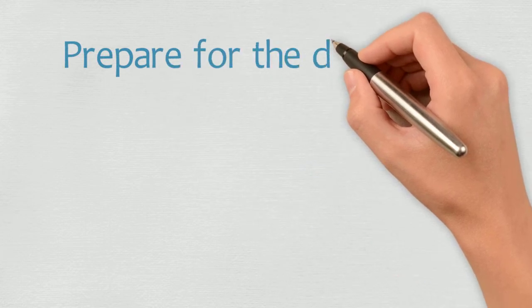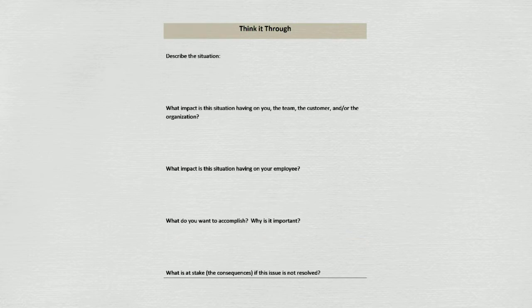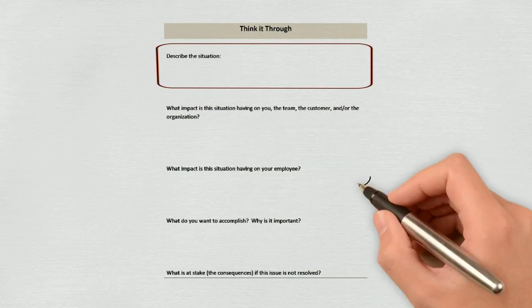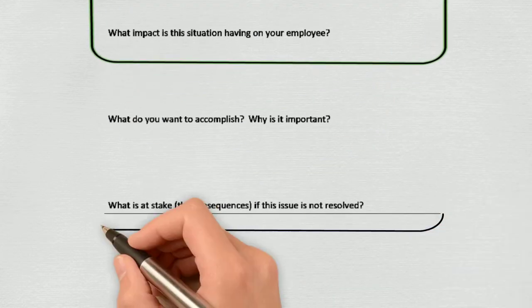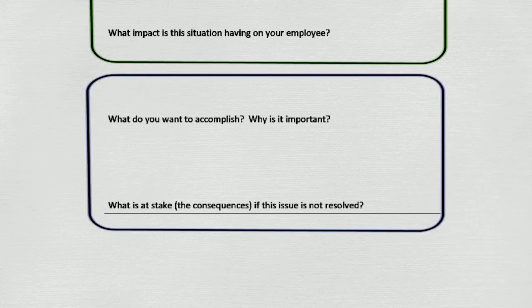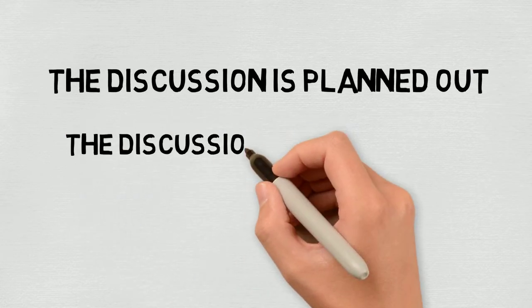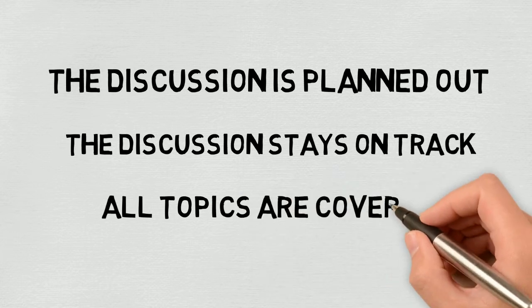And so the big thing is you want to prepare for this discussion. And you do this by using the discussion planner, but particularly the Think It Through sheet. And you can see there's questions here for you to think about. What's the situation? What's the impact? More particularly, what do you want to accomplish and what's at stake if the behavior is not fixed? Using the Think It Through sheet, make sure that your discussion is planned out, the discussion stays on track, and you cover all the topics you want to cover.